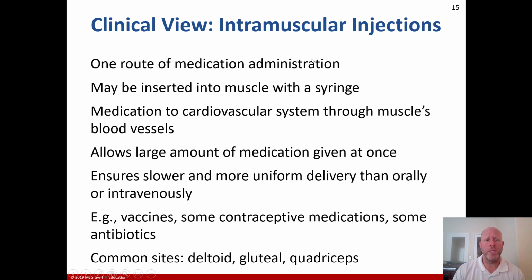Clinical view, intramuscular injections. One route of medication administration is insertion into the muscle with a syringe. Medication in the cardiovascular system works through the muscle's blood vessels. It allows a large amount of medication to be given at once. It ensures slower and more uniform delivery than orally or intravenously. Examples include some vaccines, some contraceptive medications, and some antibiotics. Common sites are the deltoid, the gluteal area, and the quadriceps.